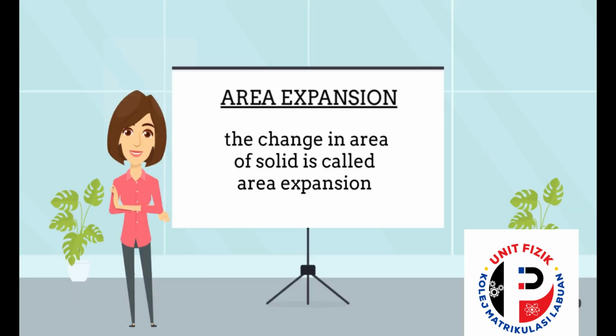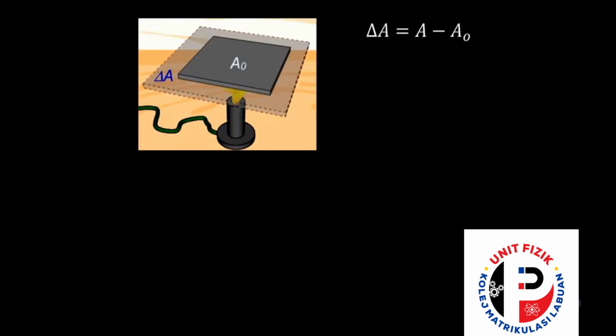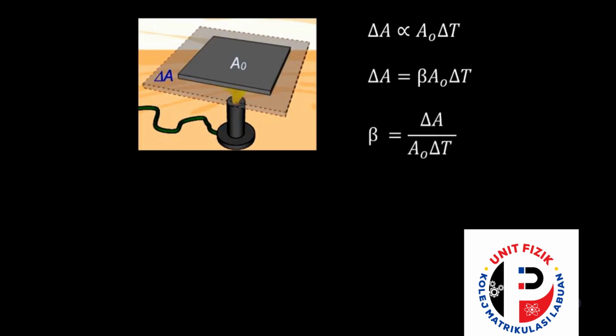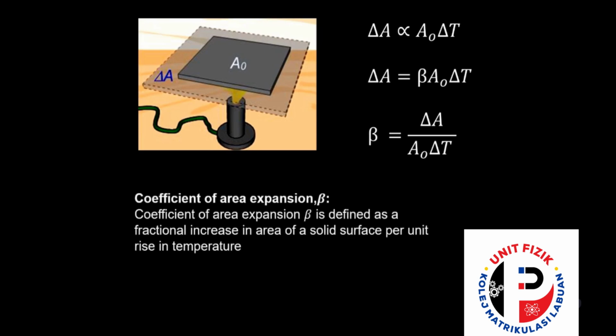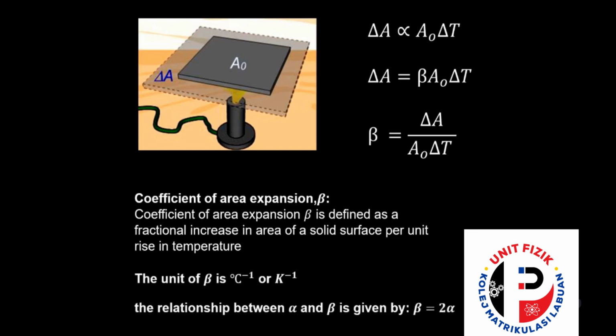Next, we will look at area expansion. The change in area of a solid is called area expansion. A0 is the initial area at initial temperature T0, and delta A is directly proportional to A0 delta T, so delta A is equal to beta A0 delta T, and beta is equal to delta A over A0 delta T, where beta is the coefficient of area expansion and is defined as the fractional increase in area of a solid surface per unit rise in temperature, and the unit for beta is per degree Celsius or per Kelvin, and beta is equal to 2 alpha.